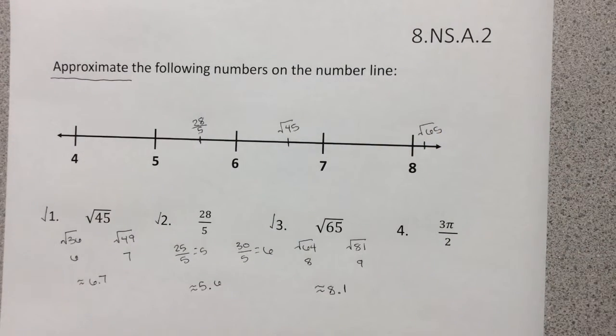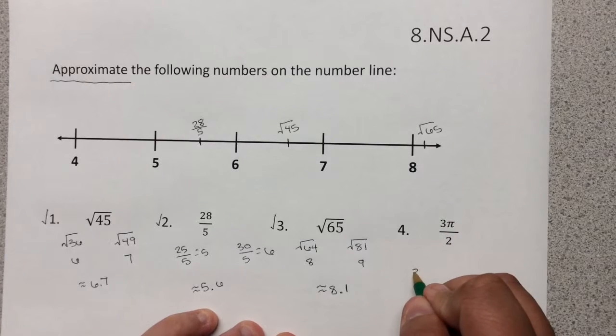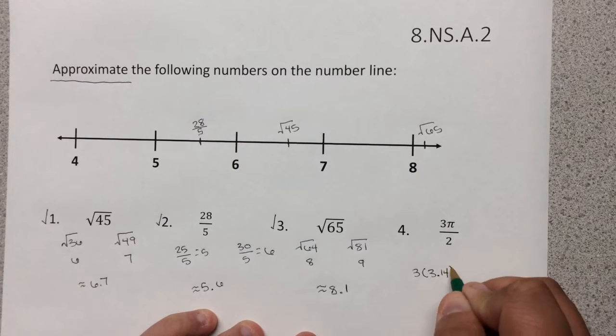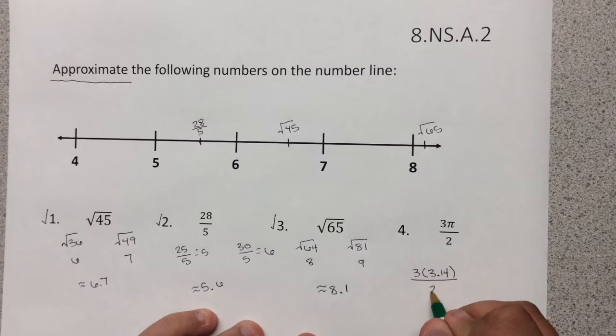Last, we have number 4. So this one takes a little bit more thinking into it. We're going to take a similar approach to what we did for number 2, except this is going to be an irrational number because we have pi in the problem. So first thing we want to do, we kind of want to break this down and see what is 3 pi. So we know that pi is about 3.14. And then we're going to do 3 times 3.14, over 2.